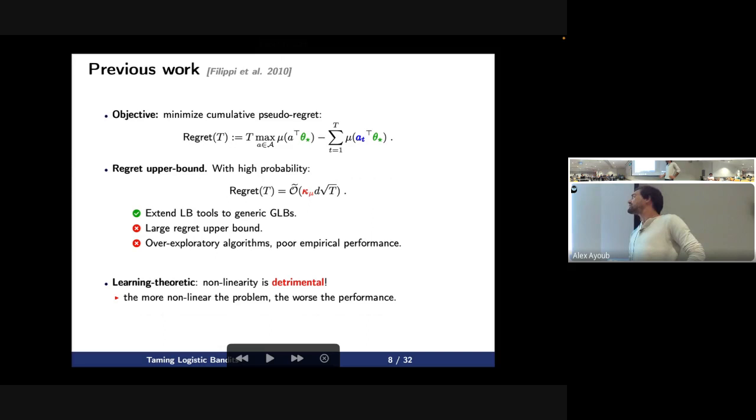We are in the infinite arm setting. So they have a square root of T. And that's expected, because this is what we have for linear bandits, and we know that both can coincide. But in front of the square root of T, we have this constant kappa, and that's not good. It's a big constant. So it means that the more nonlinear we are, the larger the regret, the worse the performance, and that nonlinearity is detrimental. So that's what we want to question.